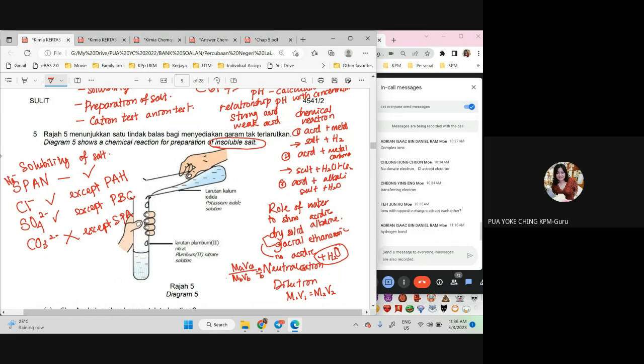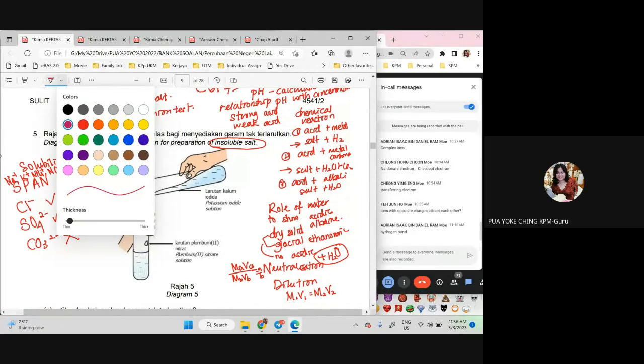Saya takut you lupa what is the SPA. So this is Na plus, K plus, NH4 plus, NO3 minus. P is Pb2 plus, Ag plus, Hg plus. Pb2 plus, Ba2 plus, Ca2 plus. Okay, so SPA balik atas Na plus, K plus, and NH4 plus. Okay, it's ammonium. Okay, so prepare insoluble salt.